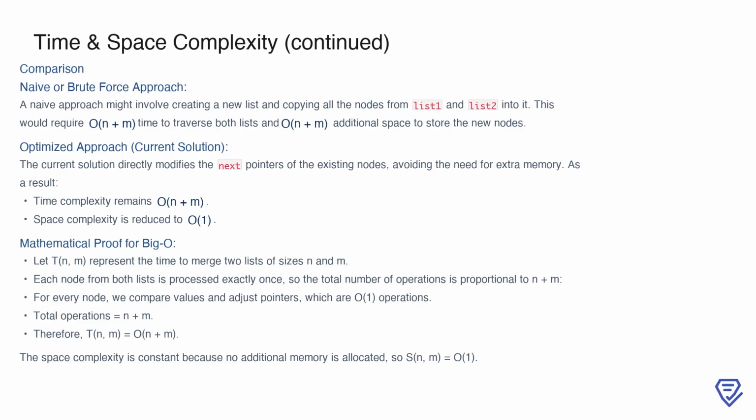To validate the time complexity mathematically, consider that each node from both lists is processed exactly once. For every node, we perform constant time operations such as value comparisons and pointer adjustments. The total number of operations is proportional to n plus m, which confirms that T(n, m) equals O(n + m). Meanwhile, the space complexity is constant because no additional memory is allocated, so S(n, m) equals O(1).